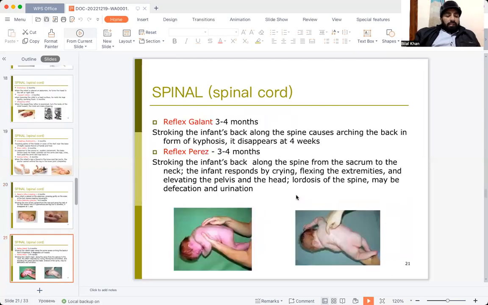Spinal reflex, the Gallant reflex, occurs at 3 to 4 months. Stroking the infant's back along the spine causes arching of the back in the form of kyphosis. It disappears at 4 weeks.